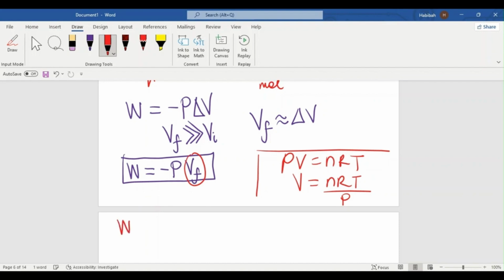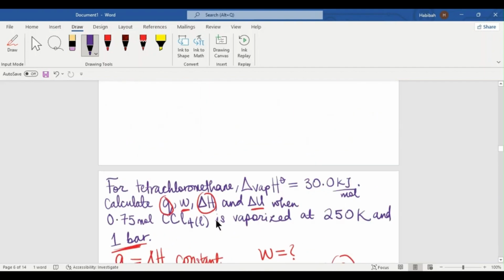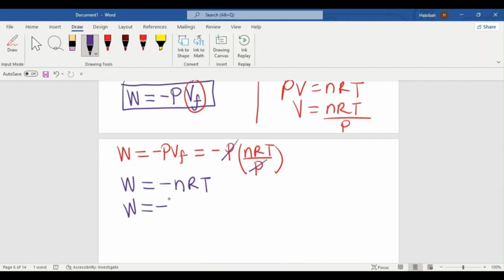So rather than having W equals negative P V final, we're now going to have W equals negative P times nRT divided by P. The pressure remains constant, the same value, so we can simply cancel that out. So pressure cancels, and really work done ends up becoming W equals negative nRT. So what else are we going to do? We're just going to substitute. So W equals negative, and what is the number of moles that we're given again? 0.75 mole.